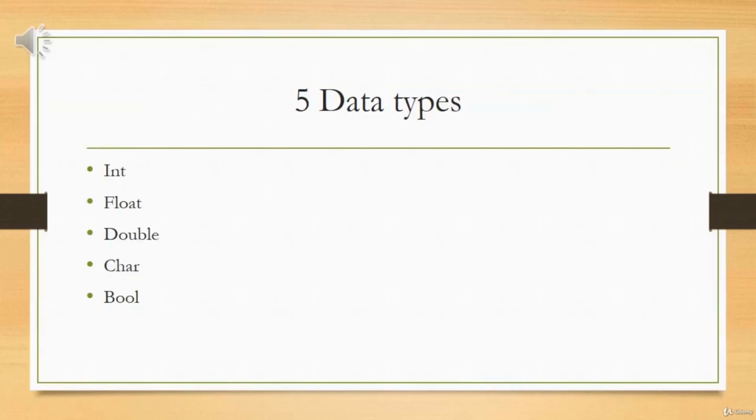So C basically has 5 basic data types. These are int, float, double, char and bool. Int is for integer, float is for floating point, double is for double precision, char is for character, and bool is for boolean. The first 4 data types are available in the C language, and bool is a newer data type that is only present in the C++ compiler.